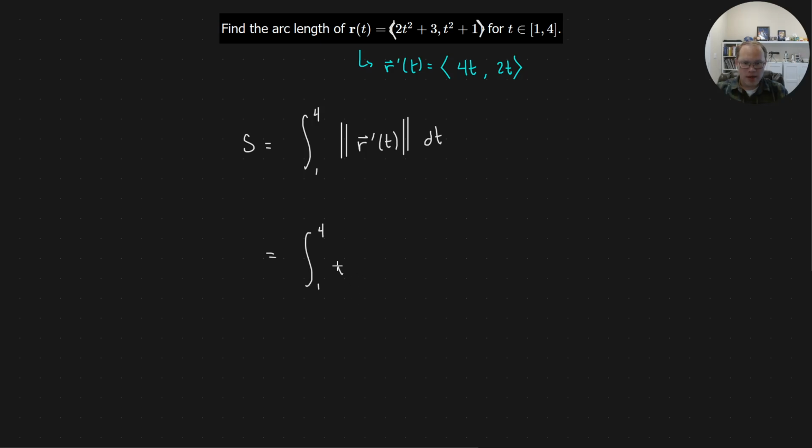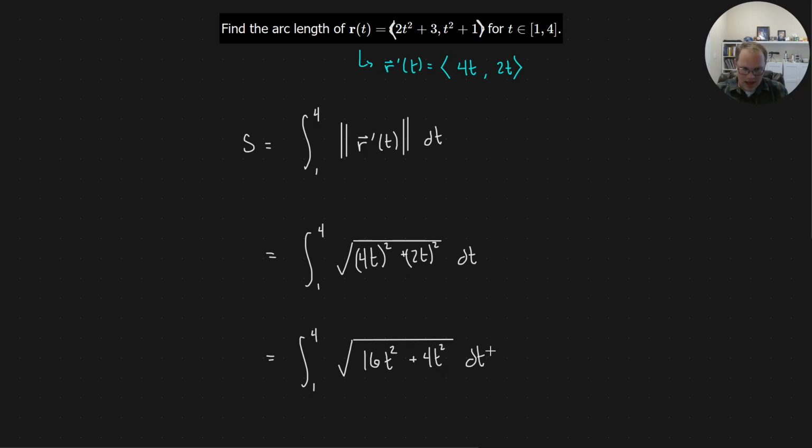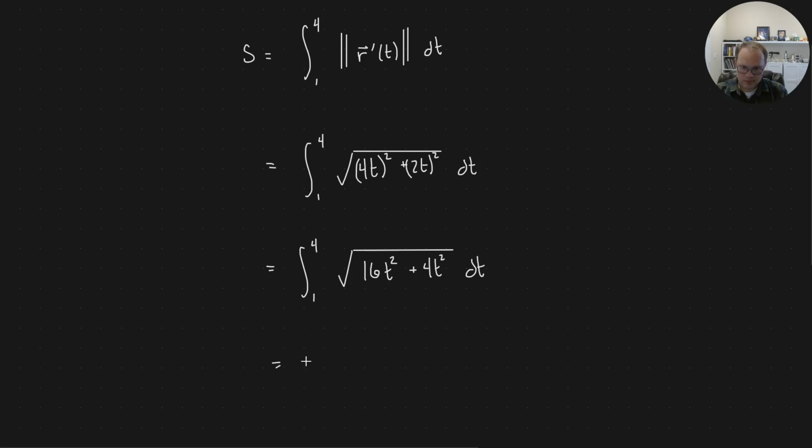So norm of r prime, that's the square root of the first component squared, so that'd be the 4t squared, plus the second component squared, that's the 2t squared, dt. Square both of them, that's 16t squared, and then 2t all squared, I get 4t squared. I can add them together. 16 plus 4 is 20, so I get root 20 t squared. Now this actually simplifies pretty nicely.